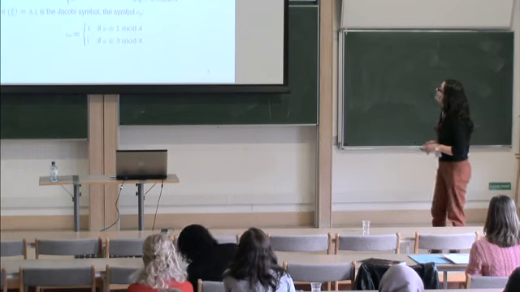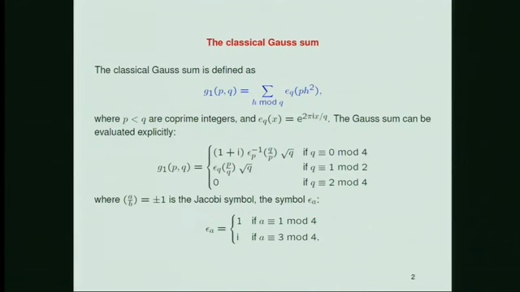Okay, let's start with the definition of the classical Gauss sum. So the classical Gauss sum is defined by G1 of p and q, and this is just the sum over h mod q of e_q(p h squared). So p, q are always coprime integers, and p is less than q, and e_q(x) is defined by e to the 2 pi i x divided by q.